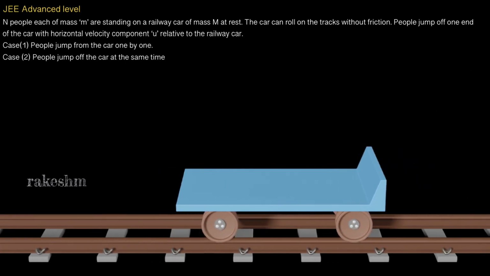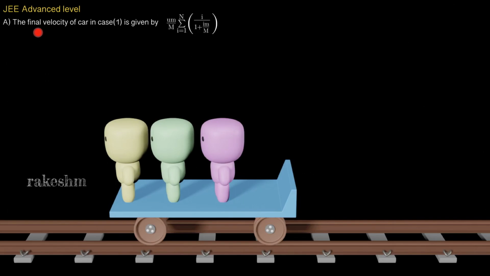As this is a multiple correct answer question, let us analyze each option and see if it is right or wrong. So the first option is the final velocity of car in case 1 is given by u small m by capital M summation i equals 1 to capital N, i divided by 1 plus i small m by capital M. So let us again have a look at the first case.